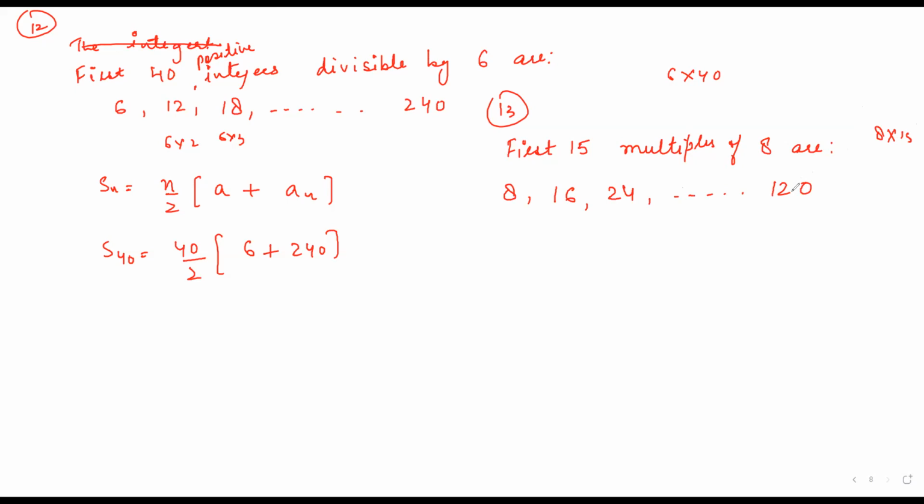You have to find how much? Not A15, find the sum of the first 15 multiples. So S15 you have to find. You can find it now, right? N is 15. A and D you can find from the given AP. D you don't require. You have the last term here.